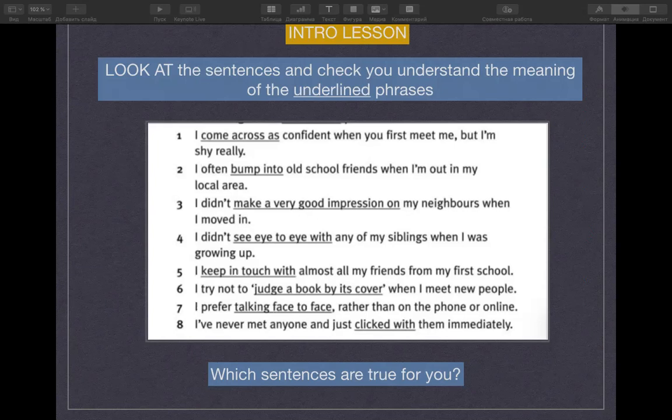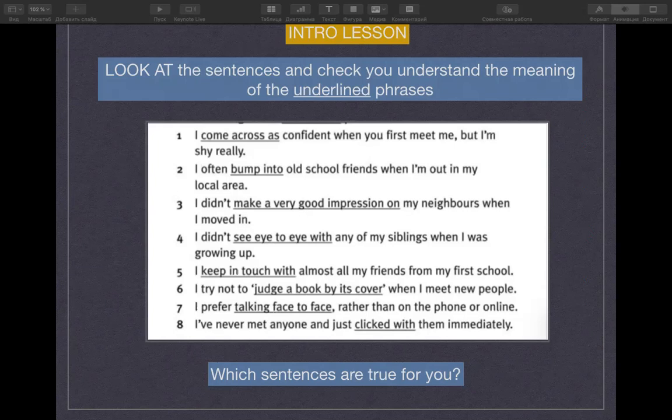So which sentences are true for you? As for me, when I bump into old school friends, I'm really very happy because they remind me and we laugh together very often. I keep in touch with all my university friends, and I never judge a book by its cover when I meet new people. It's totally true for me.